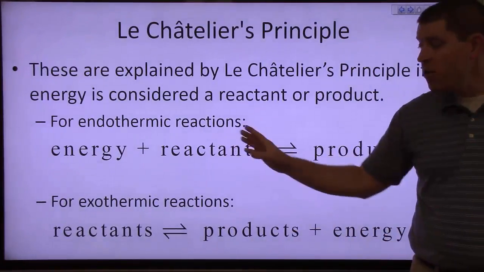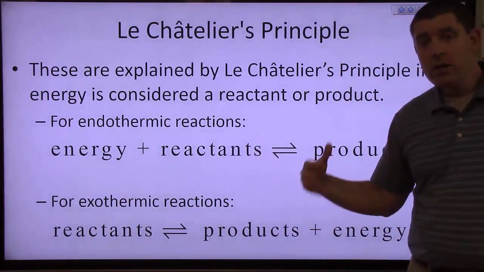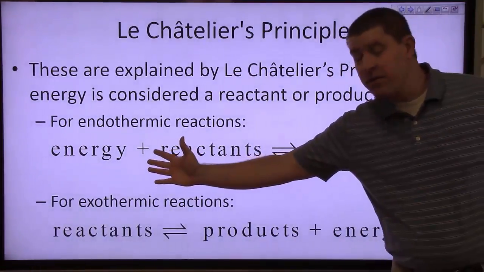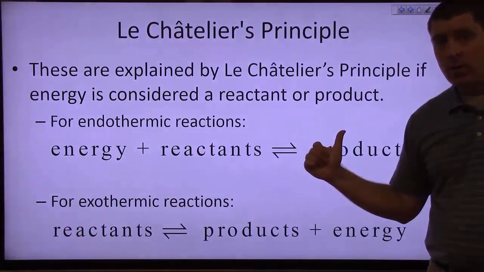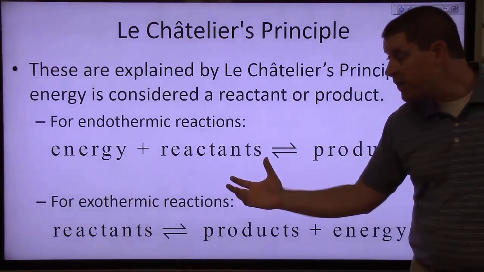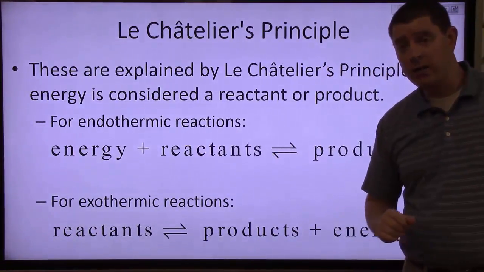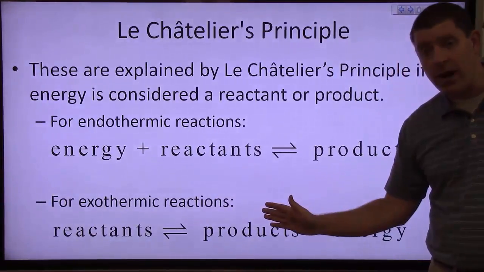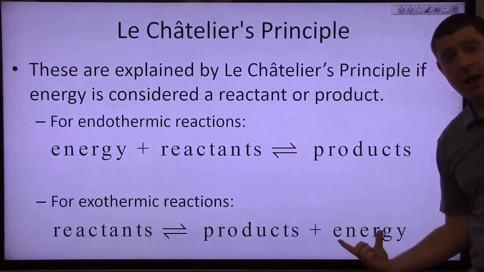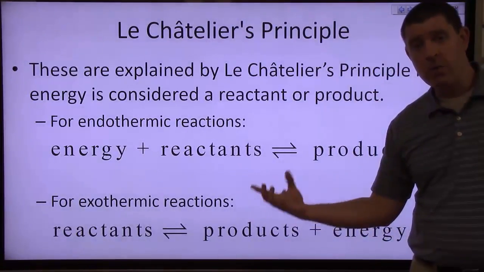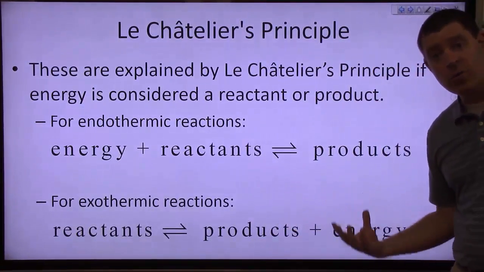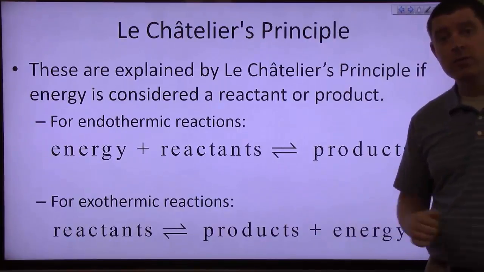So for our endothermic reaction, if we increase the temperature, then we're effectively adding a reactant. That means that we're going to shift the equilibrium to the right, or if we decrease the temperature, we're removing energy, so we're going to shift our equilibrium back to the left. On the other hand, for exothermic reactions, if we increase the temperature, we're effectively adding a product. We're going to shift equilibrium to the left. If we lower the temperature, we're effectively removing a product. We're going to shift equilibrium to the right.